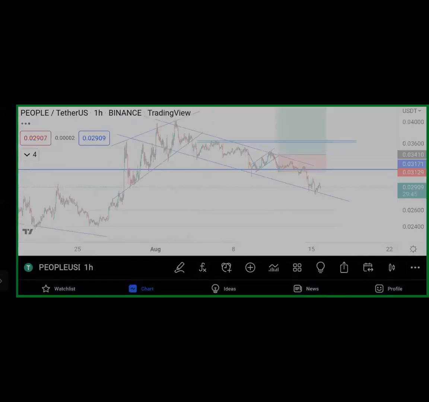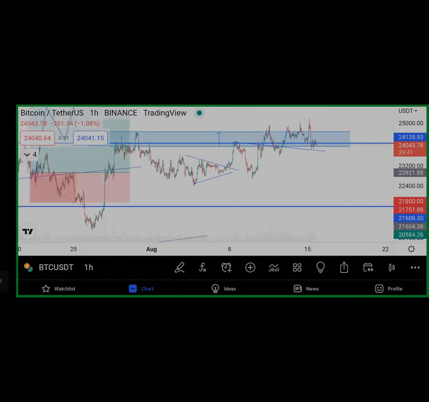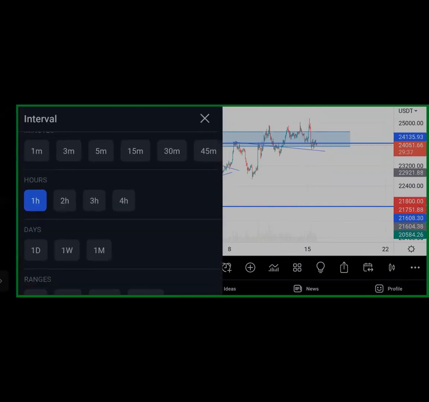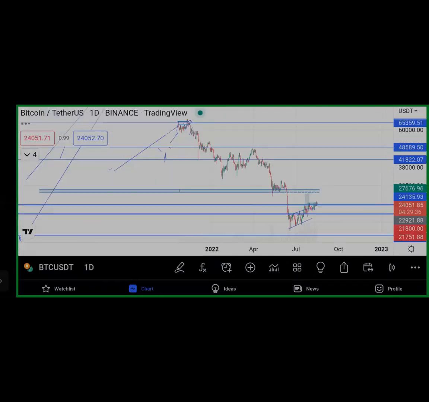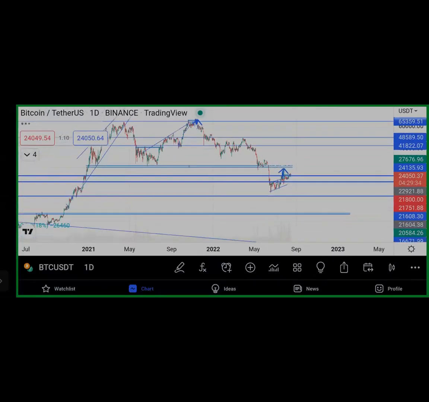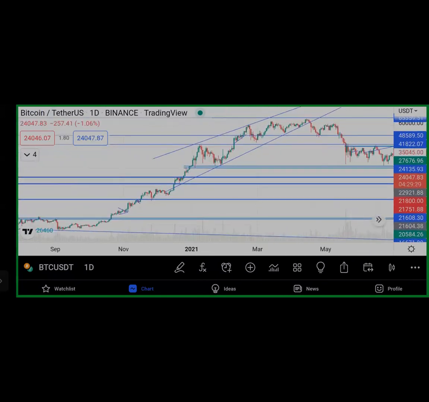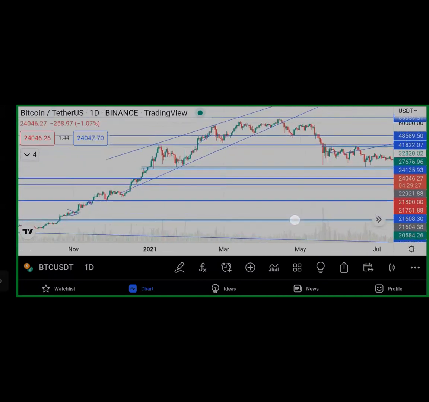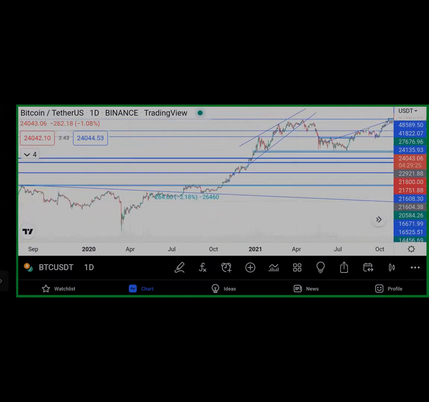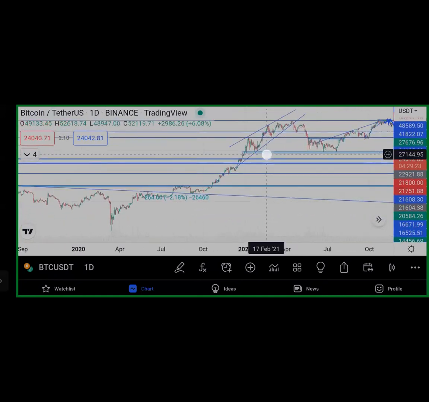It forms a rising wedge, but not everybody was able to know that until it was late. So people that know patterns very, very well would have seen it. It's even still in my drawing itself. Look at it here, it's still in my chart. This was the date, February 17, 2021.